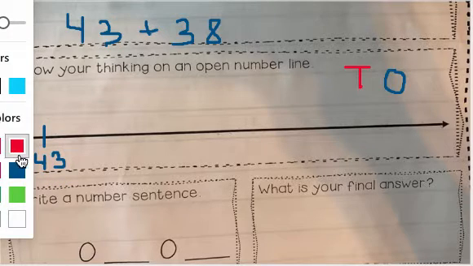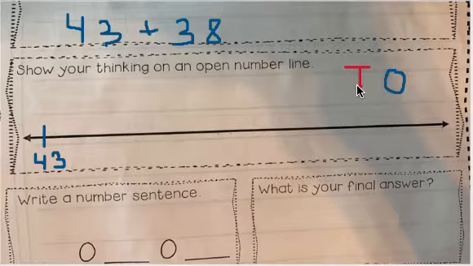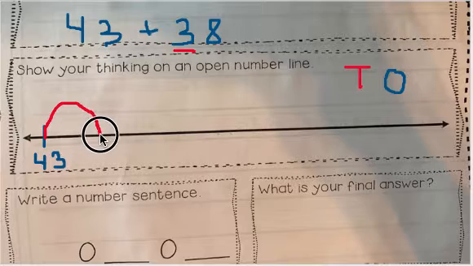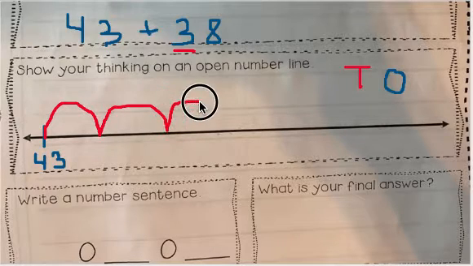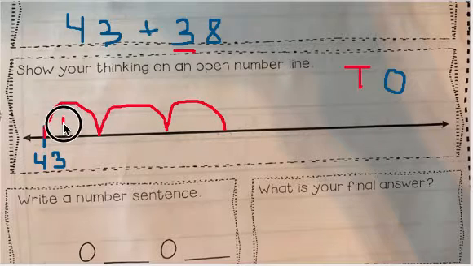Then I need my tens color. And I'm going to look at the second number, which is 38. And there are 3 tens in 38. So I'm going to start at 43 and I'm going to make 1 hump, 2 humps, 3 humps. Now look how my humps went all the way down to the line. That's very important. Then in each hump, I'm going to write plus 10.